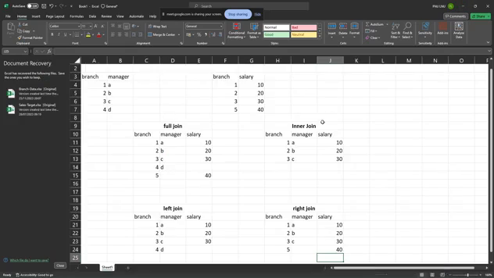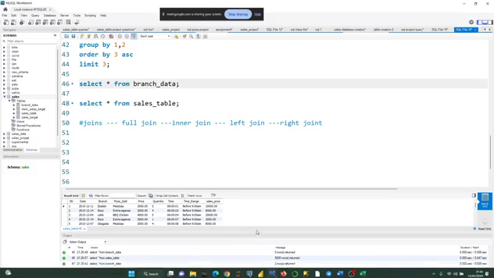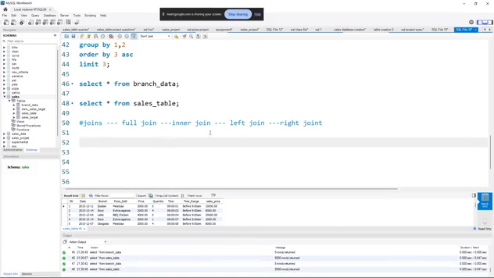So now, coming to how we are going to be writing. This is just going to be an anticipation for what we want to do.